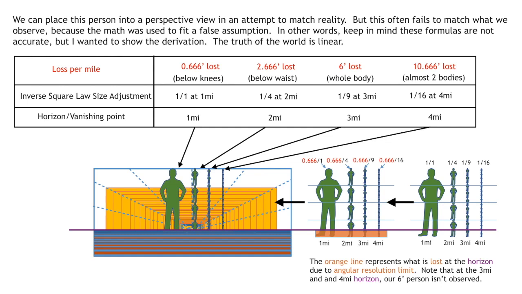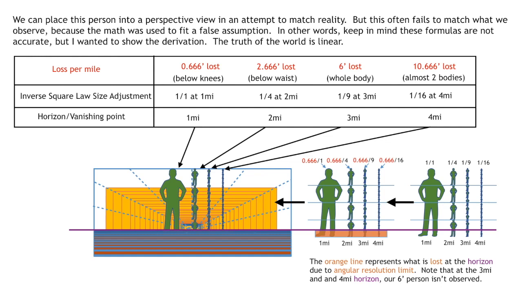So you can see the conversion there going from right to left, and then you can just place that person within the horizon line and you see what you are going to get chopped off at various distances. So our one person here is going to get his legs chopped off at 1 mile. He's going to get half of his body chopped off at 2 miles. We're going to lose an entire person at 3 miles, and we're going to lose 2 entire people, or almost 2 entire people, at 4 miles. It's just going to keep going from there.